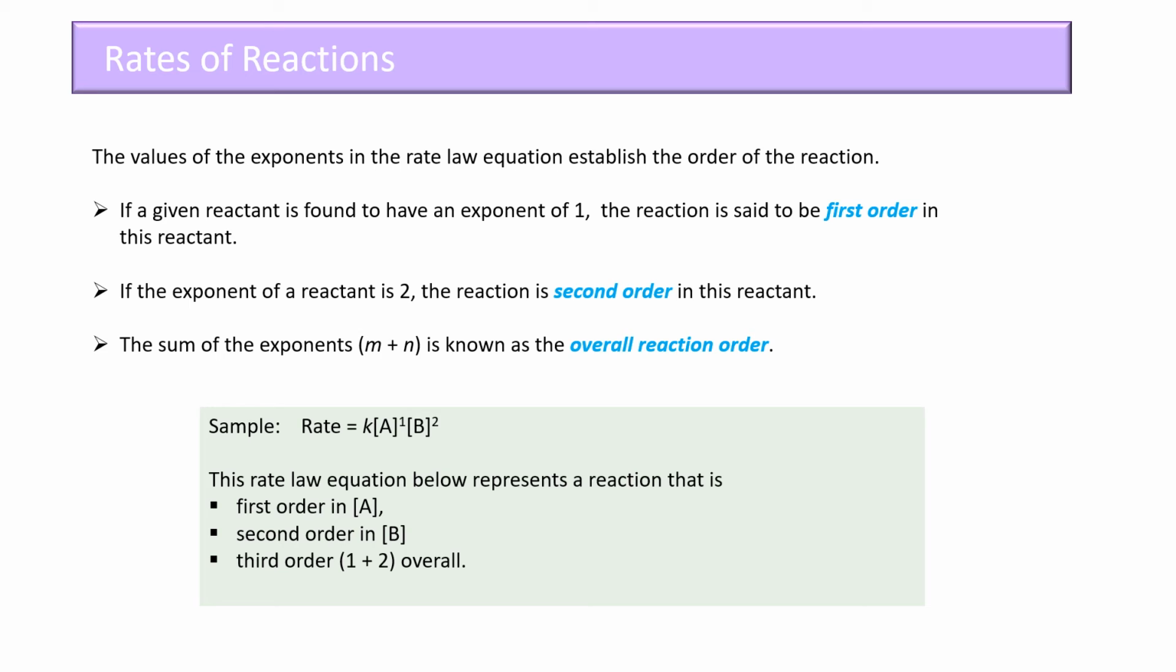So if we have the rate equals k times the concentration of A to the exponent 1 times the concentration of B to the exponent 2, this rate law equation represents a reaction that is first order in concentration A, second order in concentration B, and third order overall, 1 plus 2.